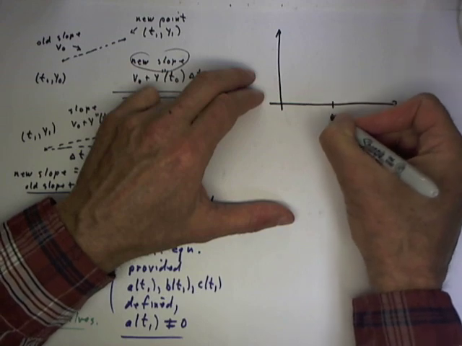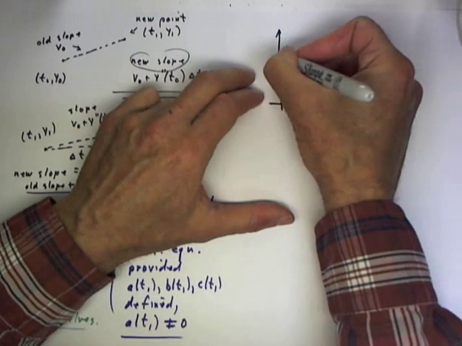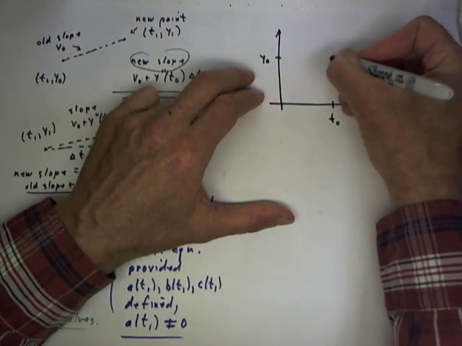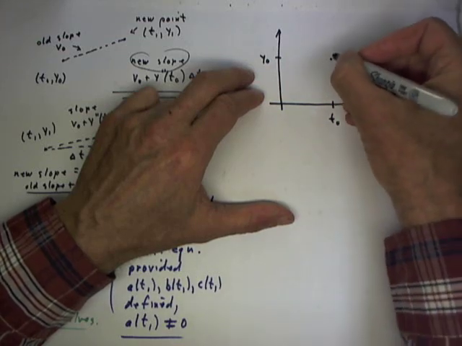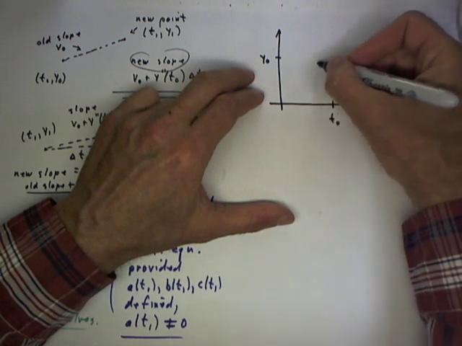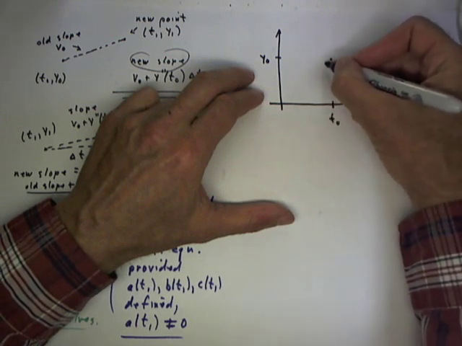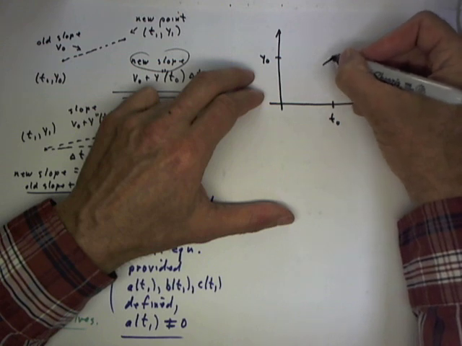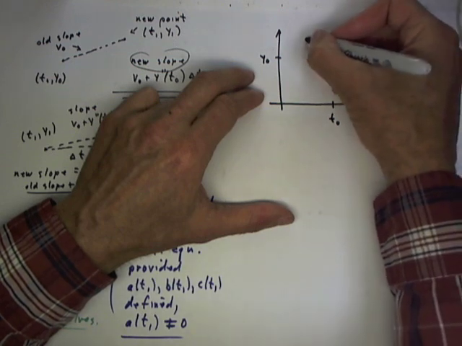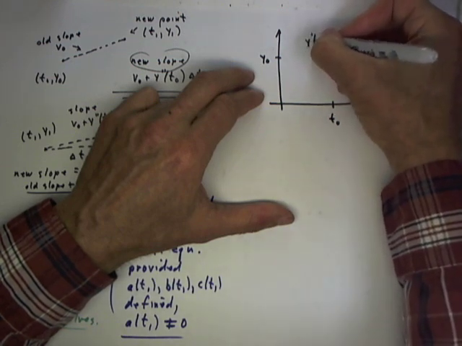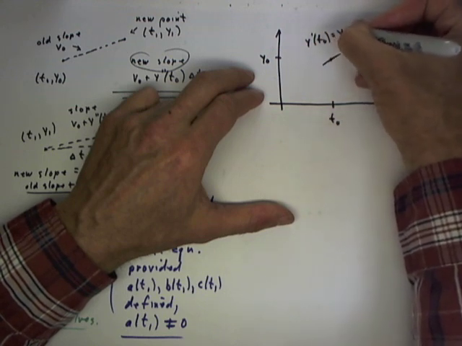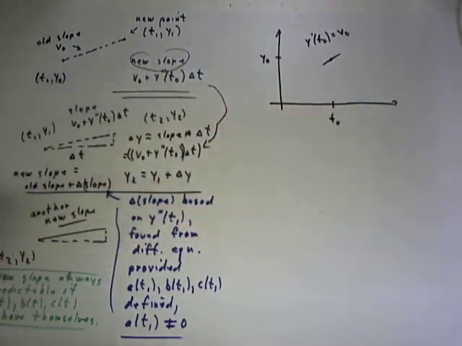our geometric interpretation of this is that we have a point t naught, y naught on a solution curve, and this is our initial condition, that we have this point and that y prime of t naught has some value v naught, which is indicated by a slope.